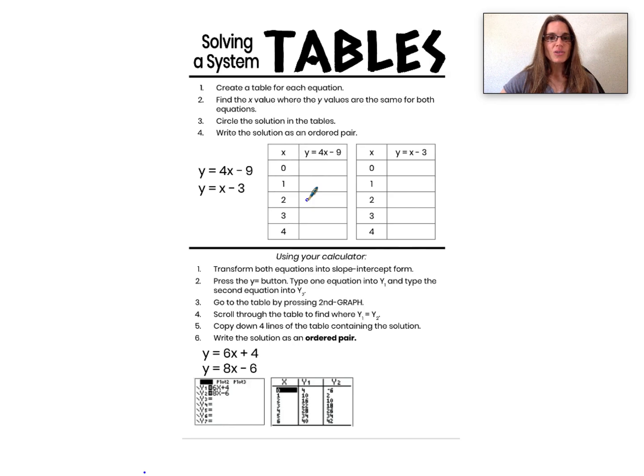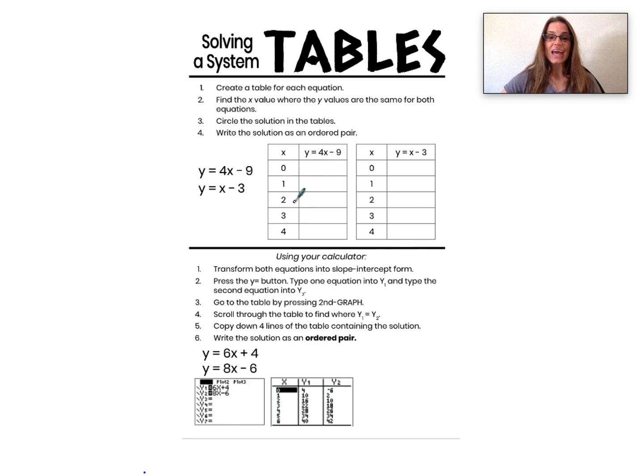We can very similarly solve a system using tables. To solve using tables, we make a table for each of the equations. And then we find the solution by looking for the ordered pair that is in each of the tables. Let's do that for this example system. Y equals 4x minus 9, y equals x minus 3.